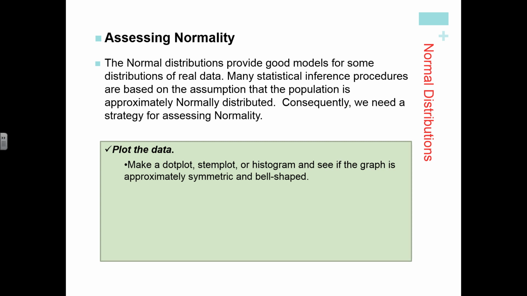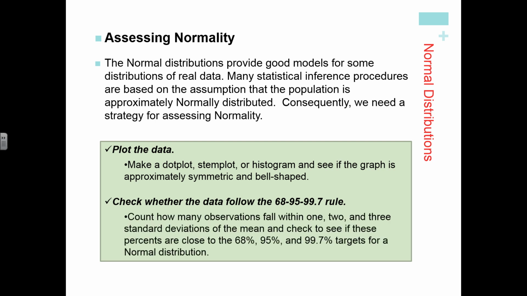If it looks roughly symmetric, I would keep going with the process. If it's clearly skewed, I probably stop and not even keep going. I would just say it's not normal because it's skewed. But the second that I think it's roughly symmetric, I'm going to keep going with my process. I'm going to check whether the data follows the 68, 95, 99.7 rule by counting the observations that fall within 1, 2, and 3 standard deviations from the mean.